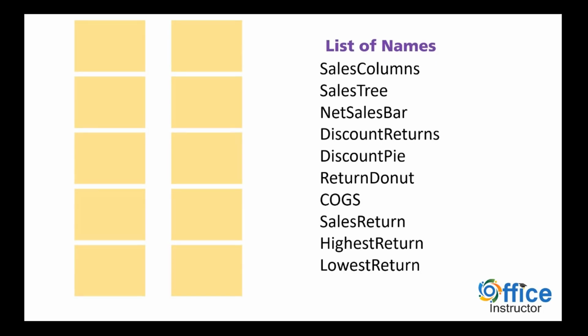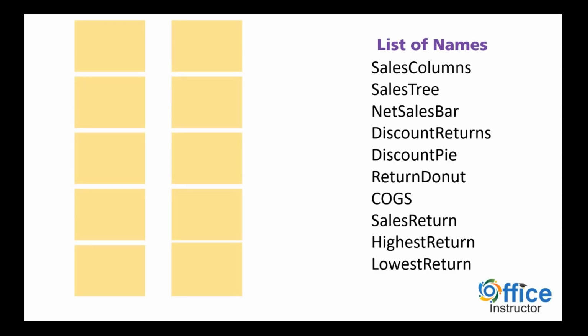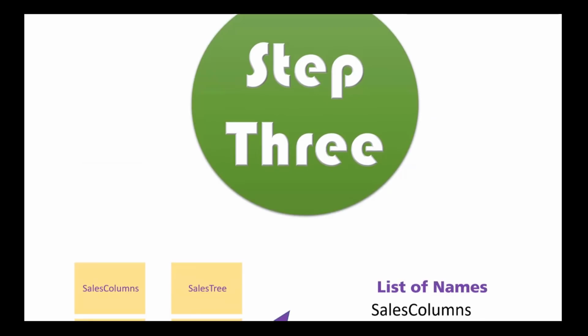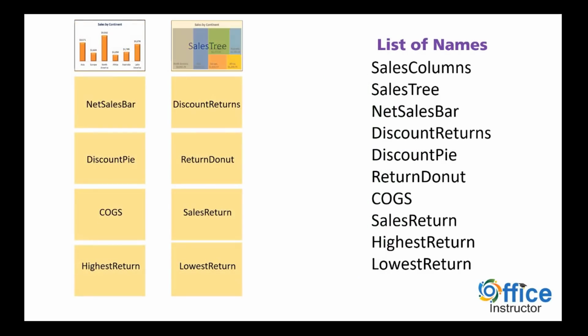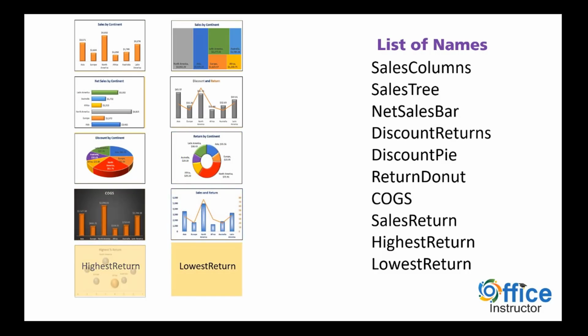I started my project by preparing for creating 10 different charts, and I wrote a list of names corresponding to the charts I'll create. I used the list of names in naming 10 ranges of cells, the ranges upon which the charts will be sitting. I created 10 different charts, formatted them, and positioned each chart on its named range.